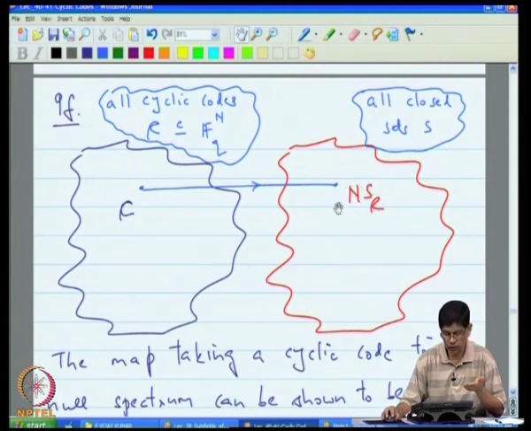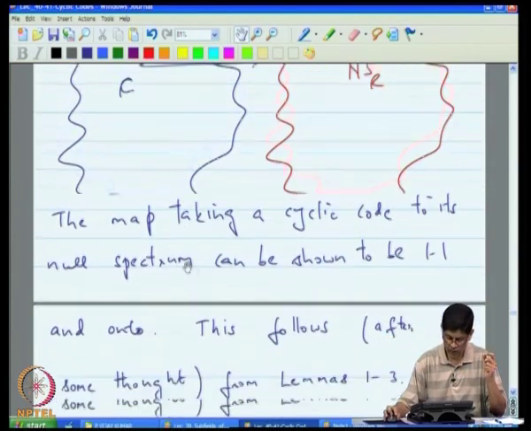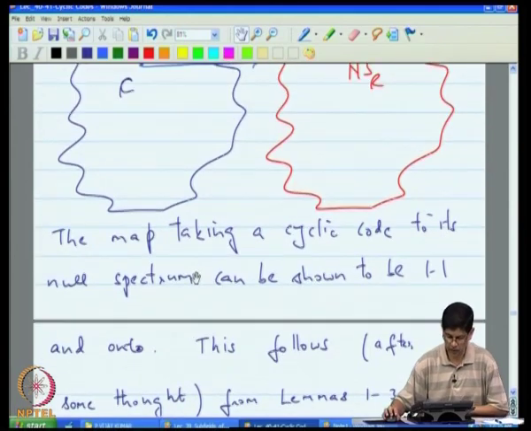What you have to show is that it is onto and one-to-one. To show that it is onto, you have to show that given a closed set, there is a cyclic code associated to it. That is clear, because you just look at the set of all vectors whose transform value is 0 on that closed set, and you will get a linear cyclic code. Furthermore, that cyclic code will have null spectrum exactly the closed set that you started out with. It is one-to-one because two different codes cannot have the same null spectrum. We have just seen that for a given null spectrum, there is essentially one code.